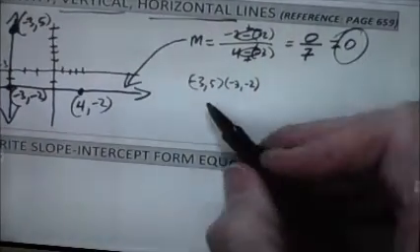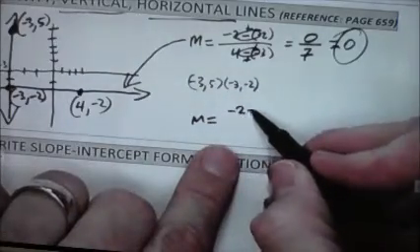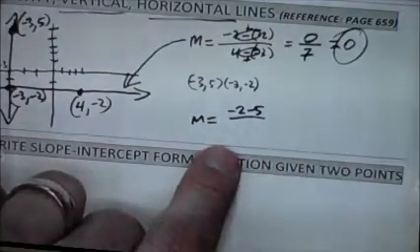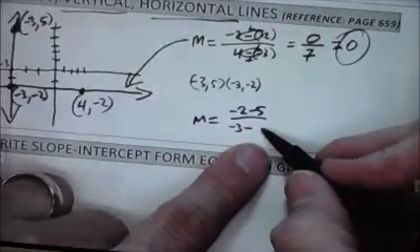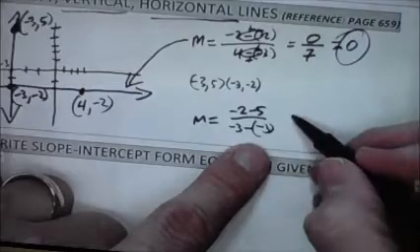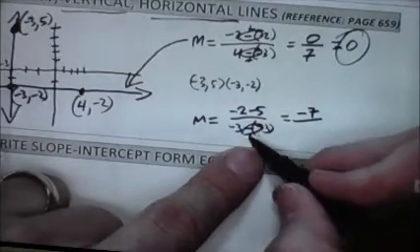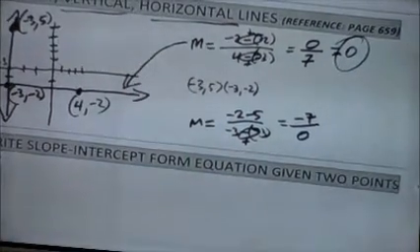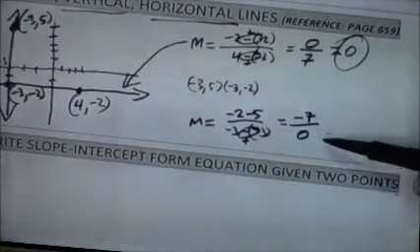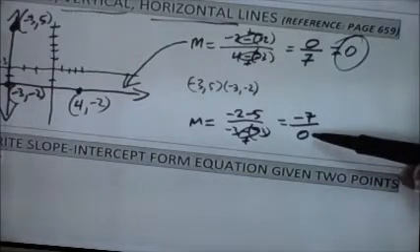And so now I'm going to do the same thing. M is equal to, now it's -2 minus 5, and now it's -3 minus a -3. So on the top we get a -7, and on the bottom that becomes plus. -3 plus 3 is 0. That looks like a 0 and is a 0, but this answer is not 0.